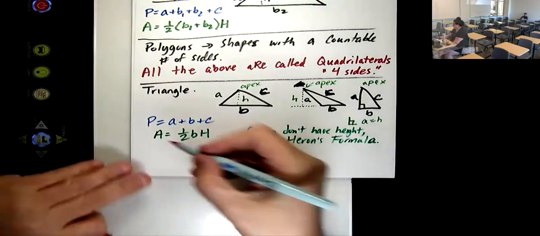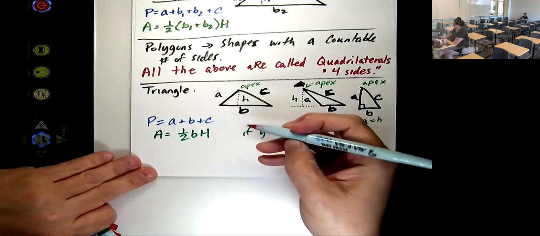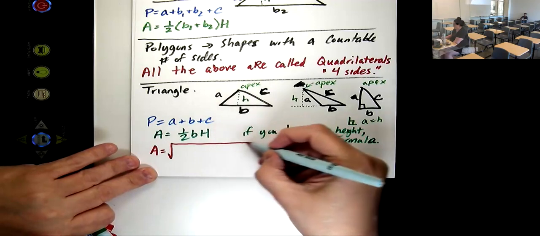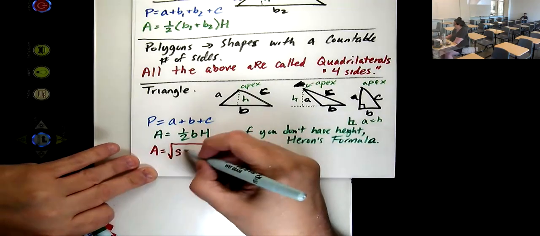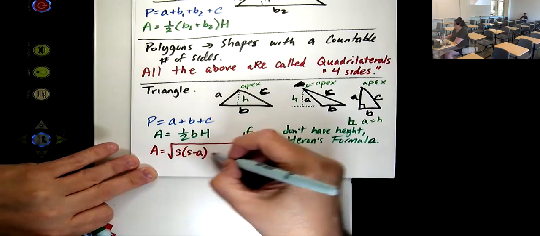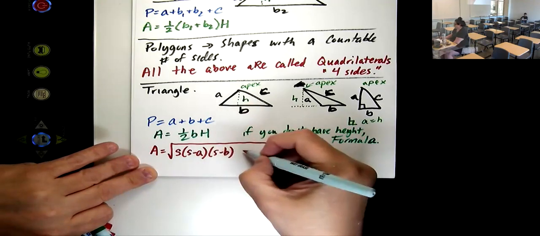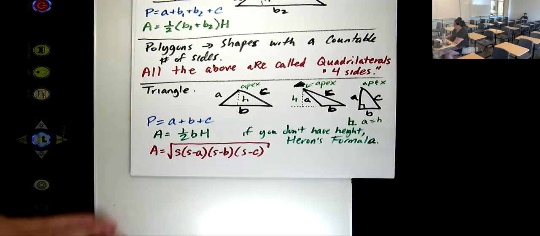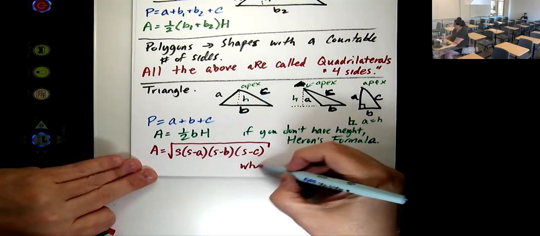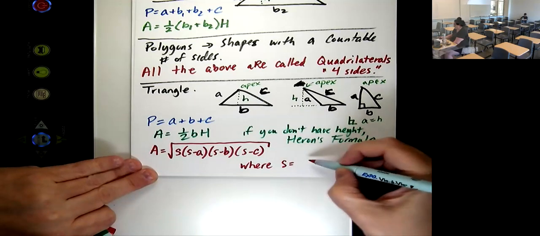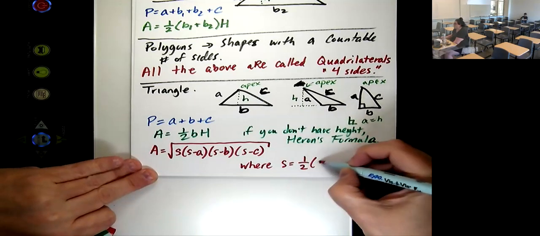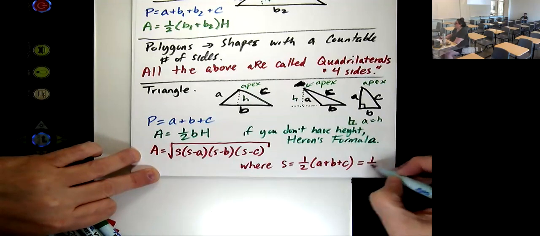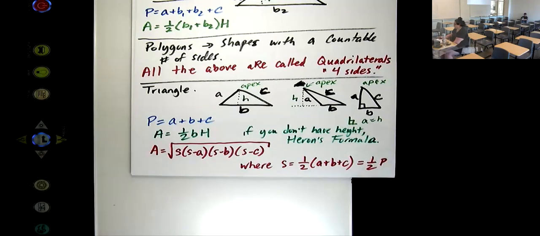Heron's formula is A equals the square root, and this is a big thing, S times S minus A times S minus B times S minus C, where S equals 1/2 of A plus B plus C. Or if you've already added up the perimeter, it's 1/2 the perimeter.